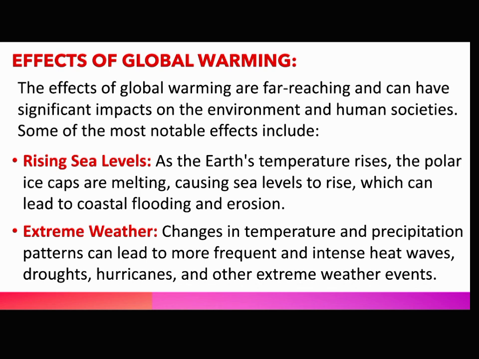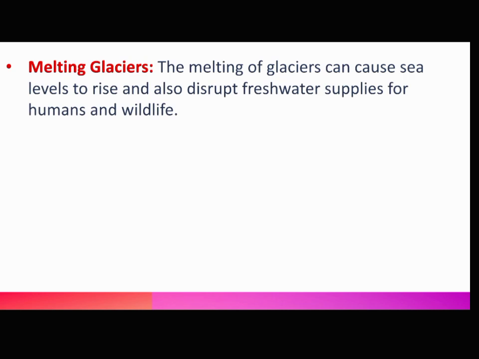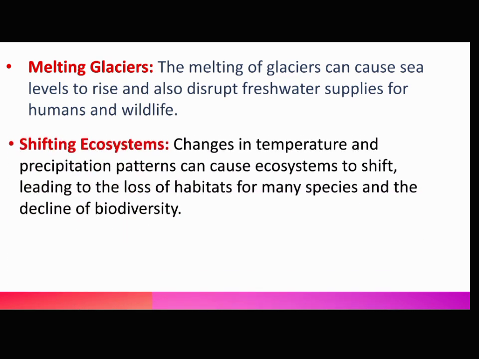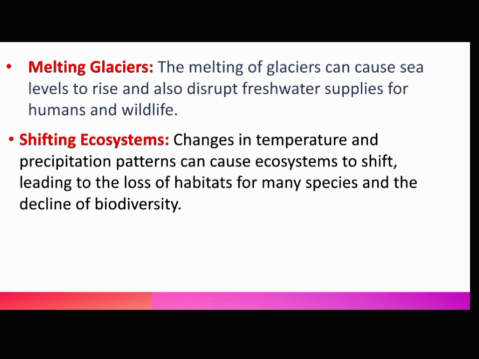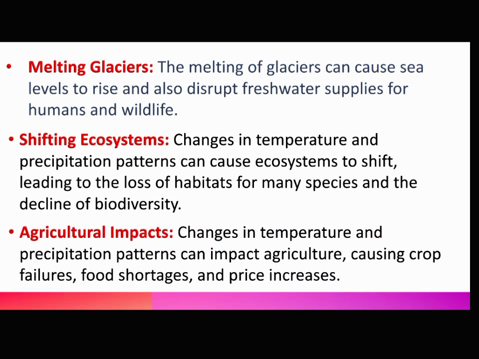Next we will see another effect of global warming, that is extreme weather. Changes in temperature and precipitation patterns can lead to more frequent and intense heat waves, droughts, hurricanes, and other extreme weather events. The first one is rising sea level, the second is extreme weather, and the third is melting glaciers. The melting of glaciers can cause sea levels to rise and also disrupt freshwater supplies for humans and wildlife. Next is shifting ecosystems. Changes in temperature and precipitation patterns can cause ecosystems to shift, leading to the loss of habitat for many species and the decline of biodiversity.